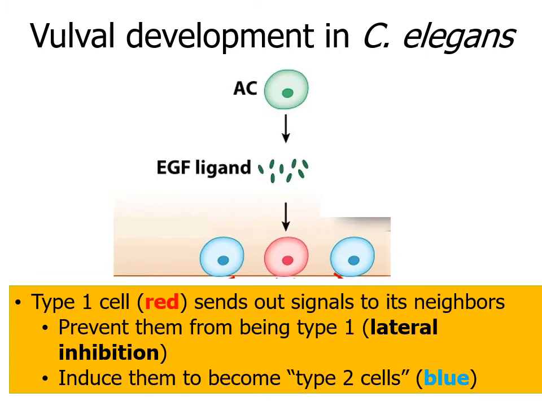Once it becomes a type 1 cell, part of its programming is to send out signals to its neighbors. The signals do a couple of things. One, they prevent the neighbors from being another type 1 cell, and they tell the neighbor, go ahead and become a type 2 cell. And this is how development can start to spread outward from the signal originally sent by the anchor cell.